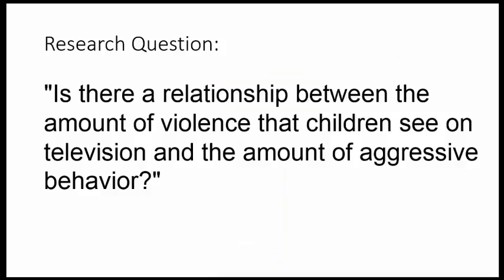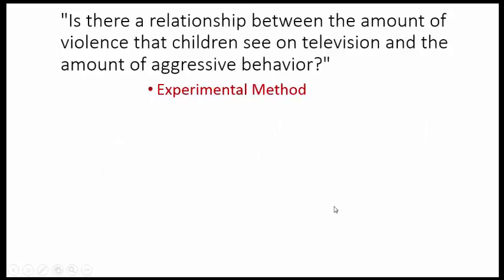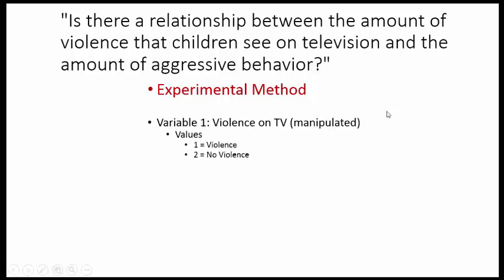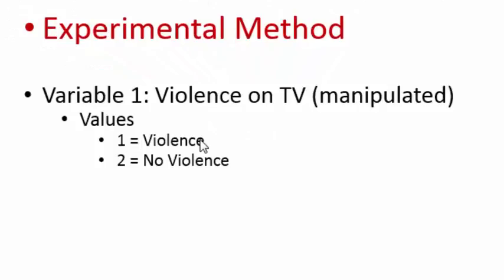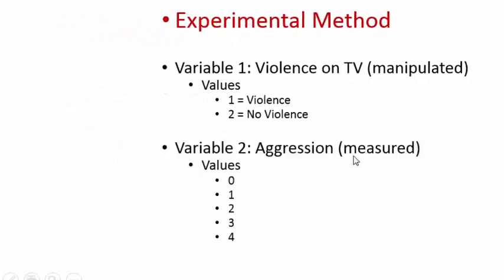Research question: is there a relationship between the amount of violence that children see on television and the amount of aggressive behavior? 18 kids are selected randomly from the population. This is an experimental research design in which one variable is whether children watch or don't watch TV programs with violence. Variable 1 is violence, and it has two values. Number 1 means that they watch TV programs with violence, and number 2, they don't watch such programs.